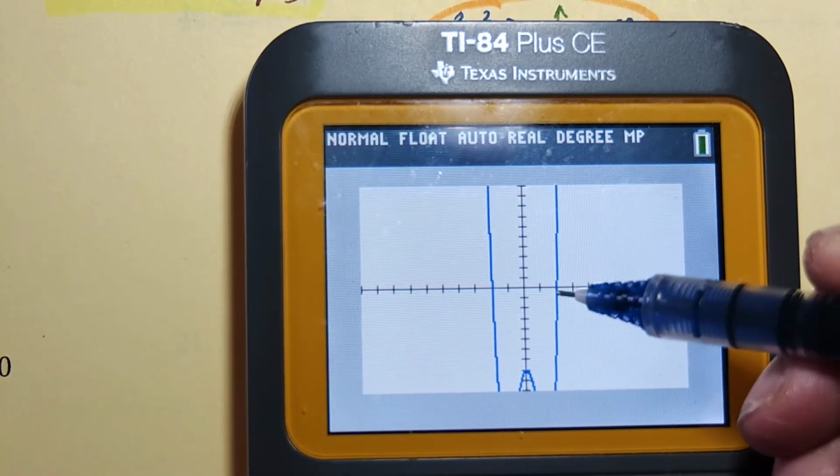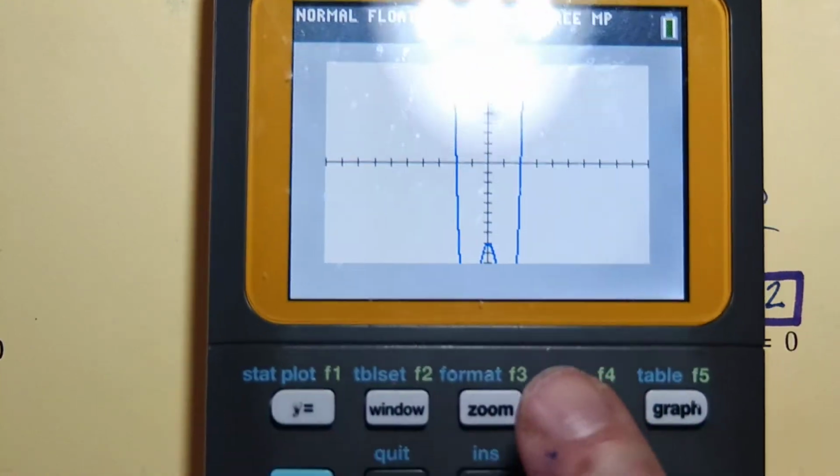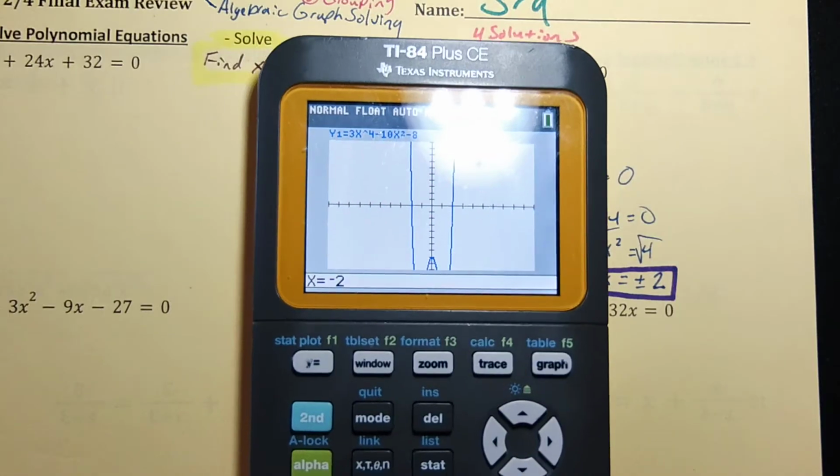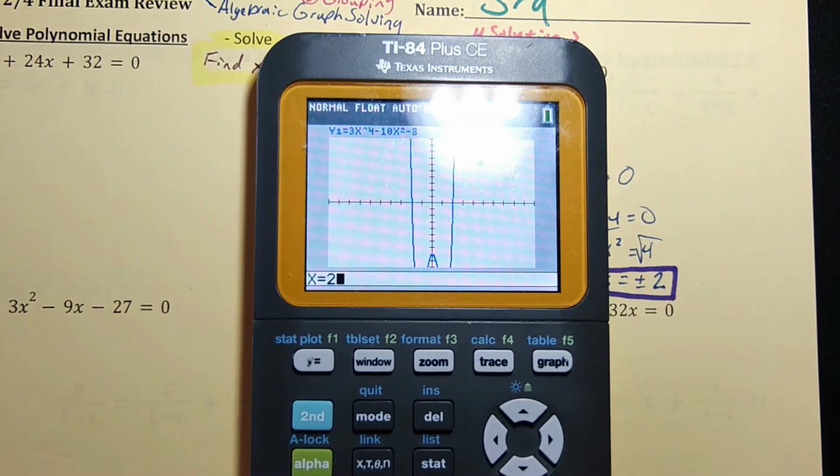Yes. Yep, there's an x-intercept at 2. There's one at -2. And if I really wanted to verify, we can hit the trace button. Zoom out a little bit. Hit your trace button and type -2 and press enter. Boom, y value is 0. Trace +2. And we see that that is 0 as well.